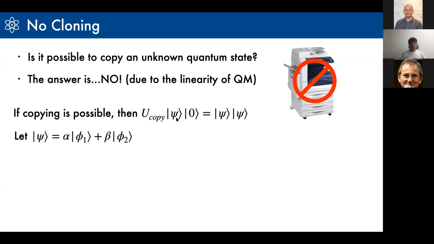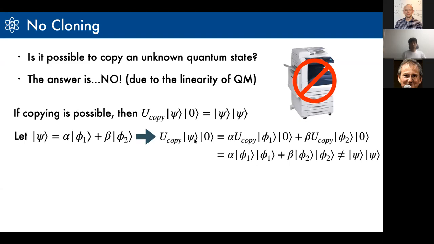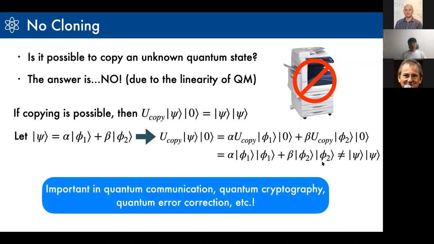Now we can write this single-qubit state like this. We can express any arbitrary single-qubit state like this, right? And now what happens if we apply this copy operation? If this statement were true, and let's write this down, then by bilinearity, this is what we should get. However, if we go back and look at the definition of the wave function psi, we can immediately recognize that the state we get from this copy operation is actually not doing the copying as we want. So we can immediately see that copying is not possible. This concept is very important in quantum communication, quantum cryptography, quantum error correction, and so on.